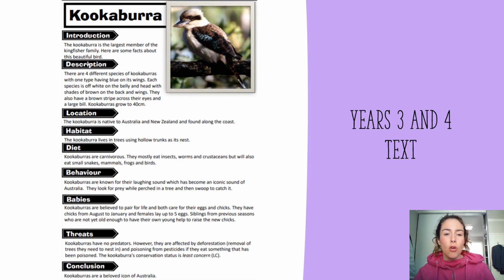This is what we'll then do for the remaining boxes of description, location, habitat, diet, behavior, babies, threats, and the conclusion. We're writing down some key words. What I don't want to see in people's work is them copying out all the words from this text here exactly into the box. What we're practicing today is using this text, Hunt the Text, to read and understand how to structure an informative text. So we don't need to write it all out exactly. We're just writing down the keywords, which means the important words from this text.